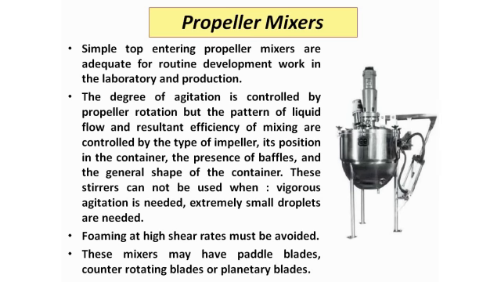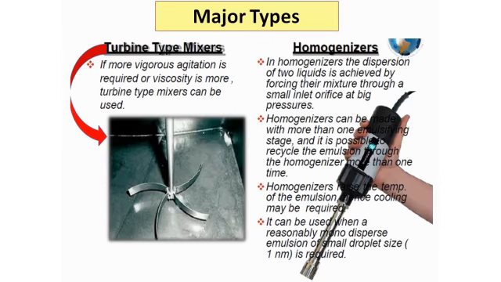This mixer may have paddle blades, or even counter-rotating blades or planetary blades, right? Regarding this type of instrument, I think we have already discussed it in the pharmaceutical engineering chapter. If we just recapitulate what we have studied in the chapter on mixing: the baffles, the mixers, the blades, the propellers, right? The next major type is the turbine type.